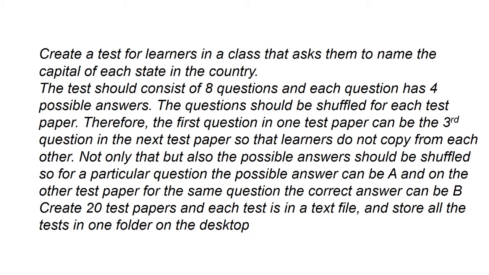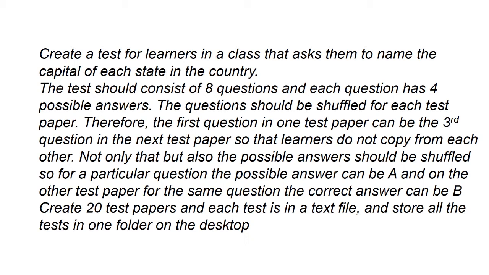The questions should be shuffled for each test paper. Therefore, the first question in one test paper can be the third question in the next test paper, so that the learners do not copy from each other. Not only that, but the possible answers should also be shuffled, so that for a particular question the correct answer can be A, and on another test paper for the same question, the correct answer can be B. Create 20 test papers, each test in a text file, and store all the tests in one folder on the desktop.